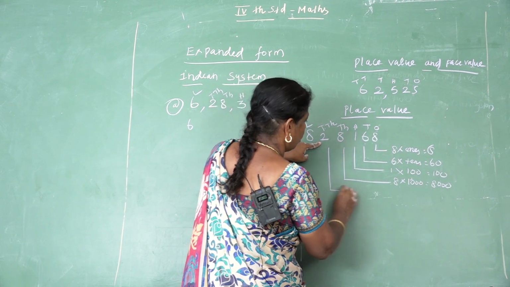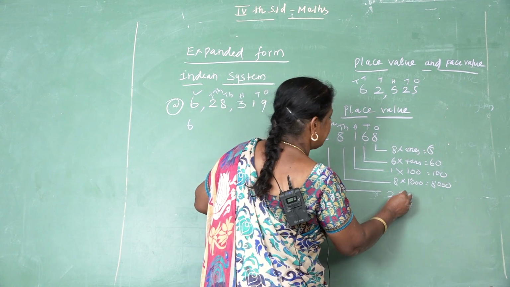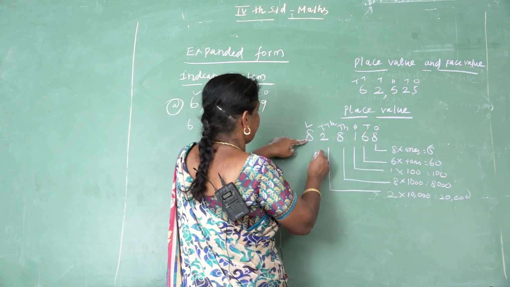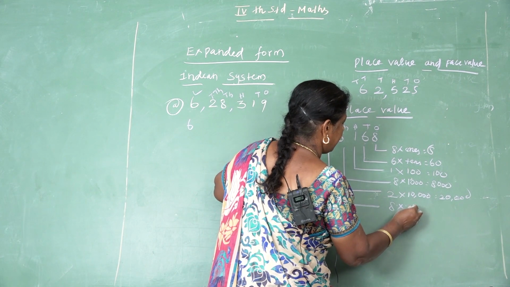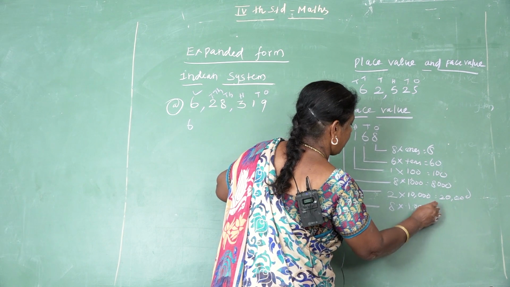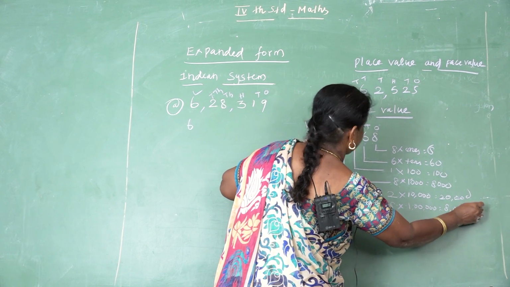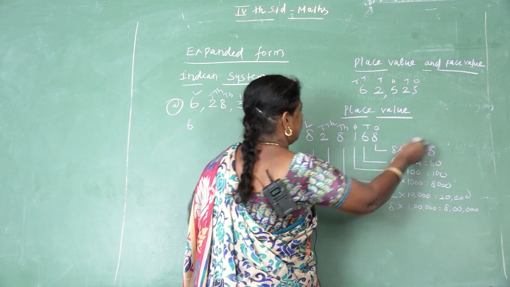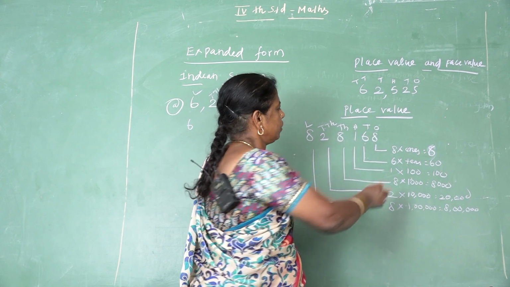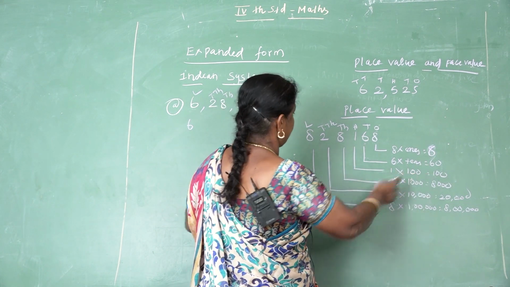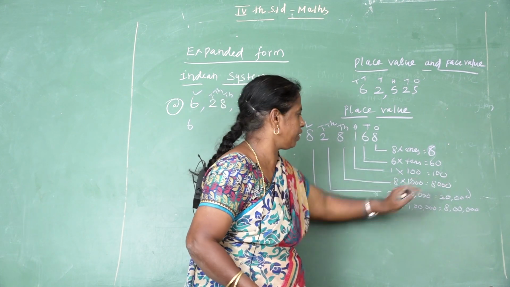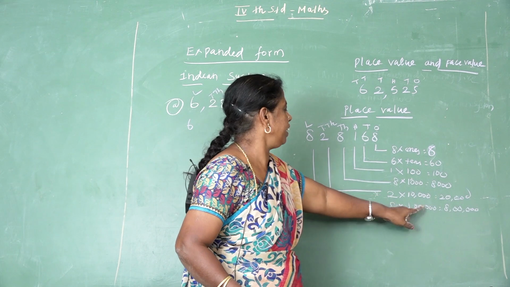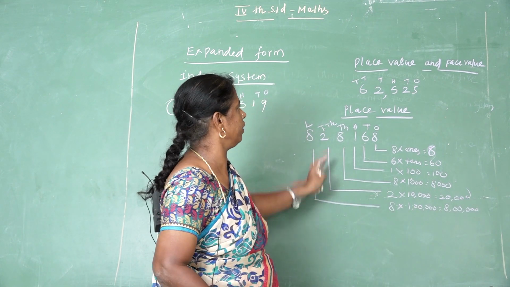What is the place value of 2? 2 into 10,000, so 20,000. What is the place value of 8 in the lakhs place? 8 into lakhs, so 8 lakhs. So now, place value. The place value of 8 is 8 into 1, which is 8. Of 6, 6 into 10s, so 60. Of 1, 1 into 100, so 100. Of 8, 8 into 1000, so 8000. Of 2, 2 into 10,000, so 20,000. Of 8, 8 into 1 lakh equals 8 lakh. These are called place values.